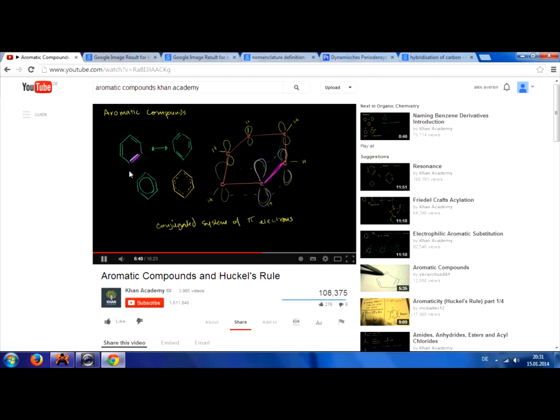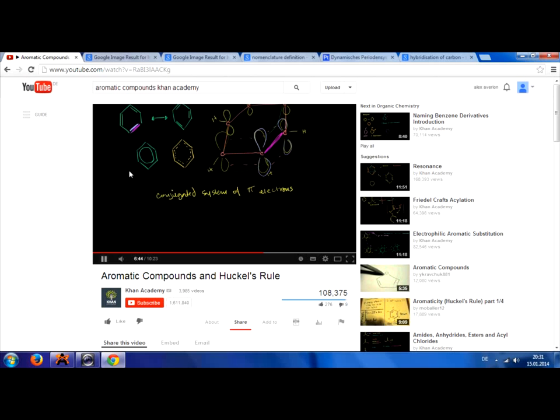But there actually are more general ones. In general, you're going to see anything that has 4n plus 2 pi electrons in a cycle is going to have aromaticity, or it's going to be an aromatic compound.